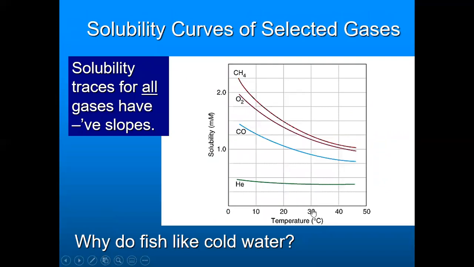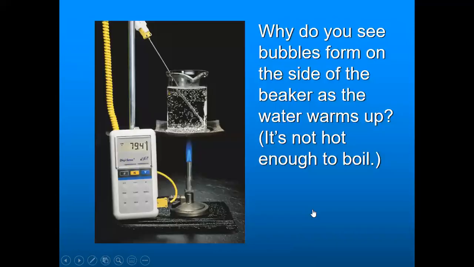Solubility curves for all gases have a negative slope. Remember, if you increase the temperature, the solubility of gases decreases. Always remember. Why do fish like cold water? You have to answer this question, and the answer is hidden in this graph. If you increase the temperature, the solubility of oxygen decreases, the solubility of carbon monoxide, methane, helium, and all other gases decreases in water. Remember, if you heat the water, the solubility of gases decreases.